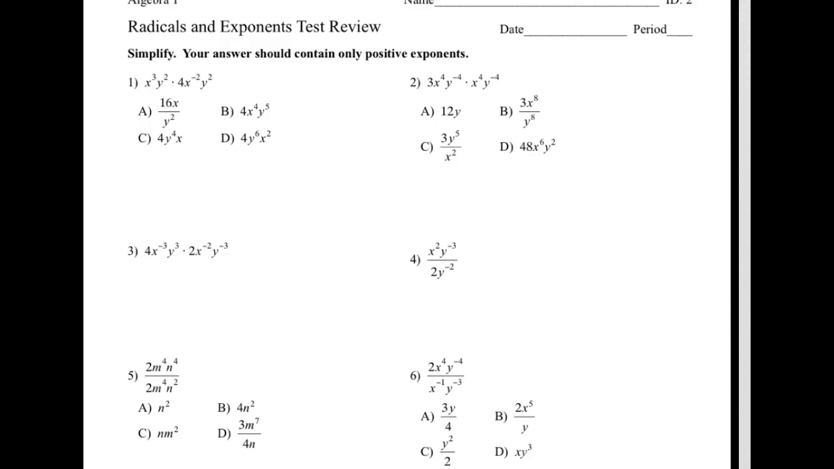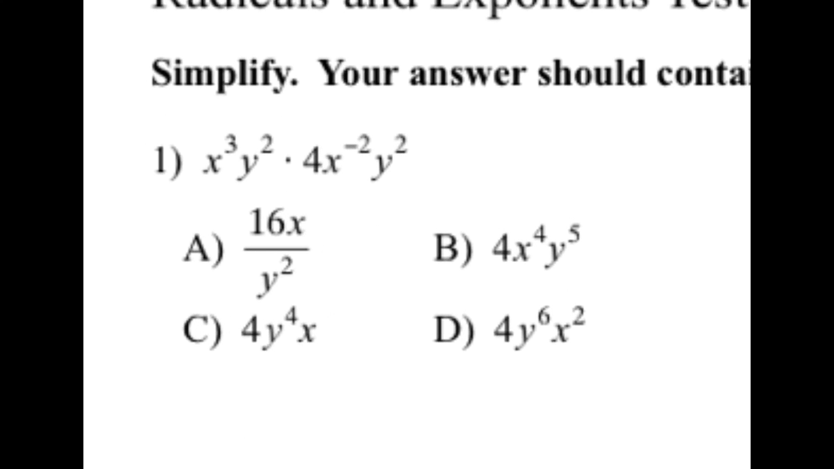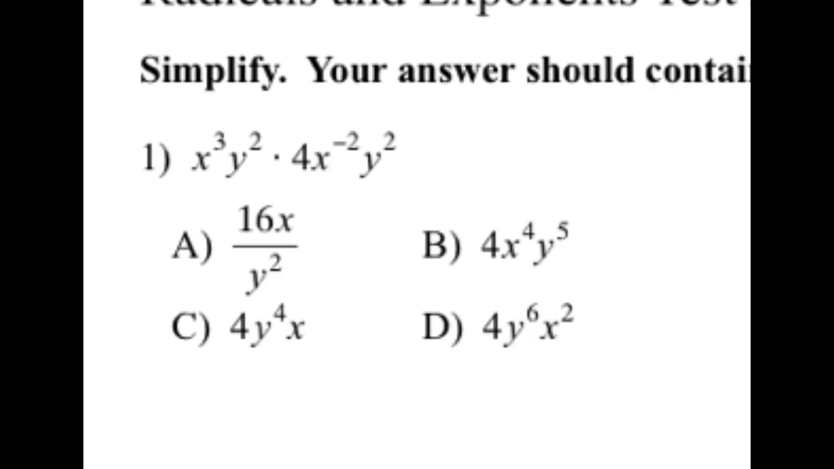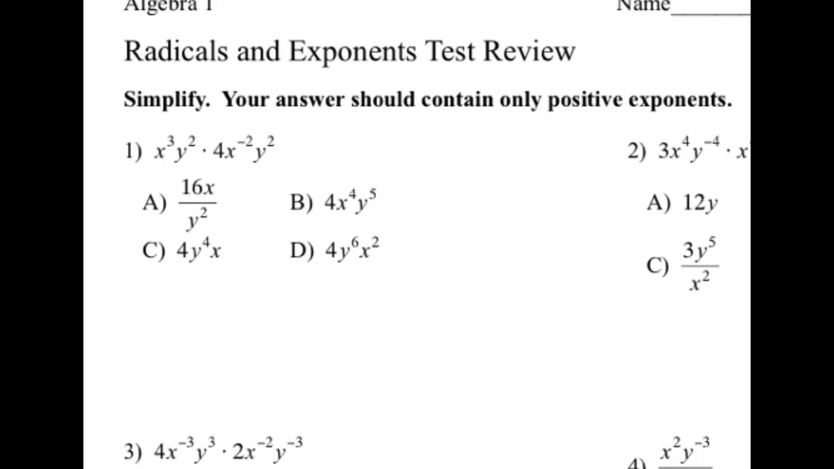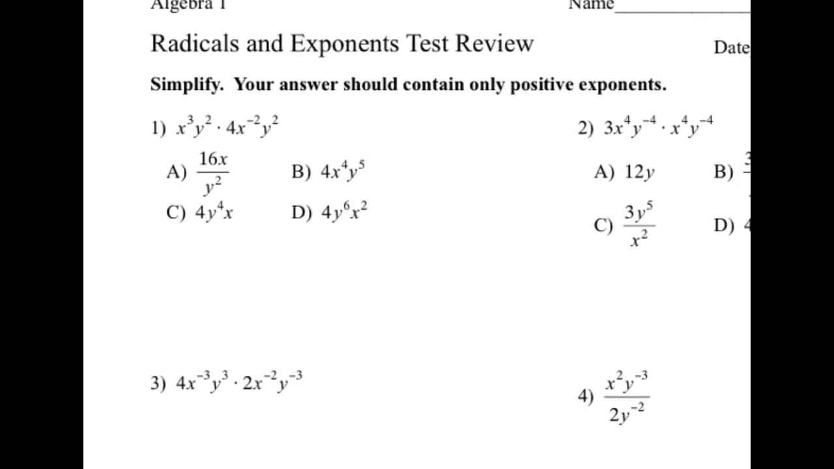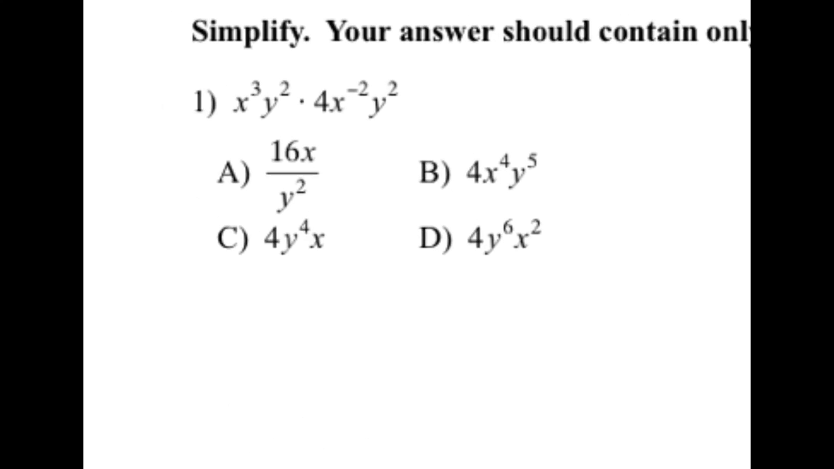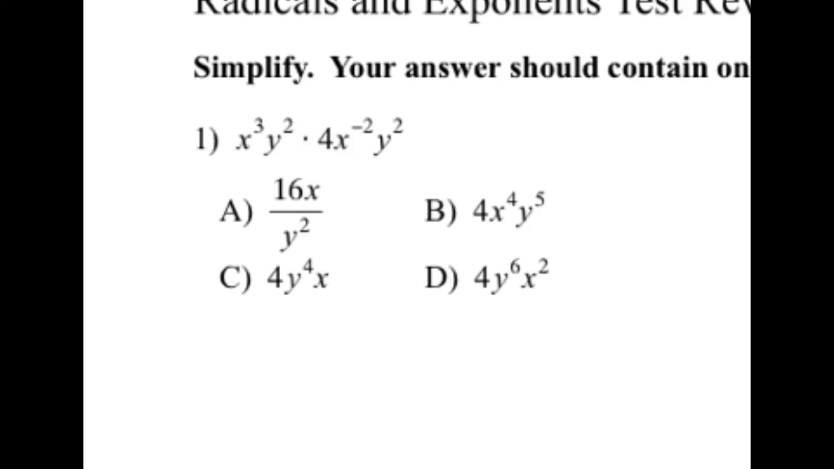Alright, let's see how to do these problems. We will take a look here. It says simplify your answer. Your answer should contain only positive exponents. So here we're multiplying. When we multiply variables, we add their exponents.